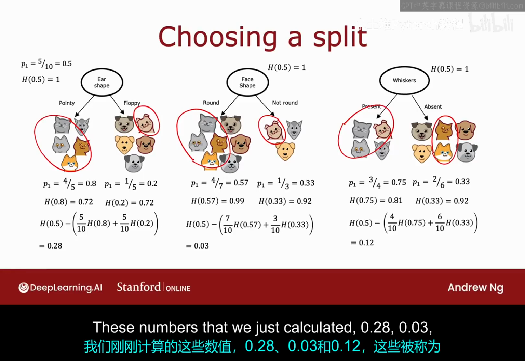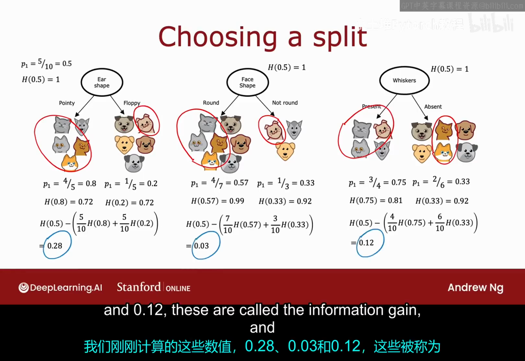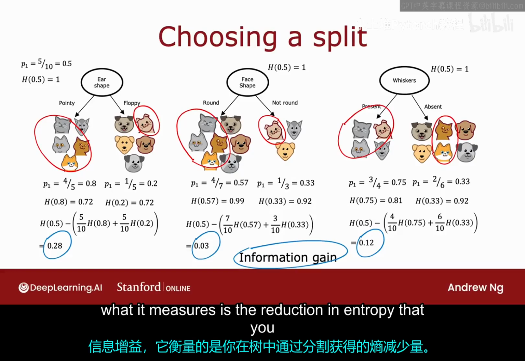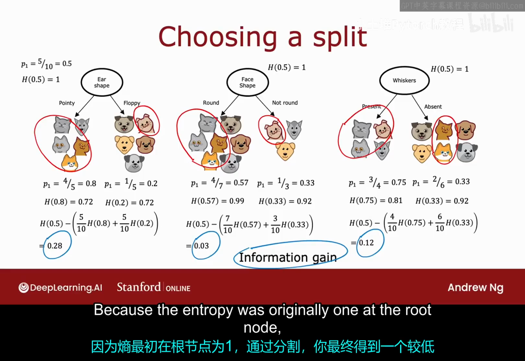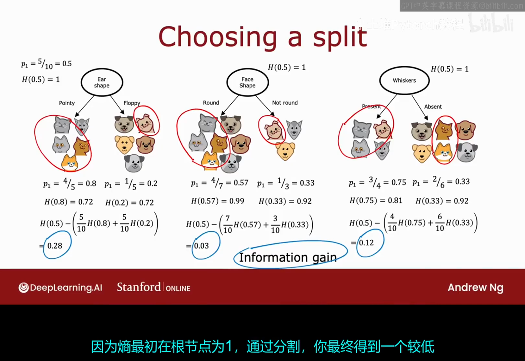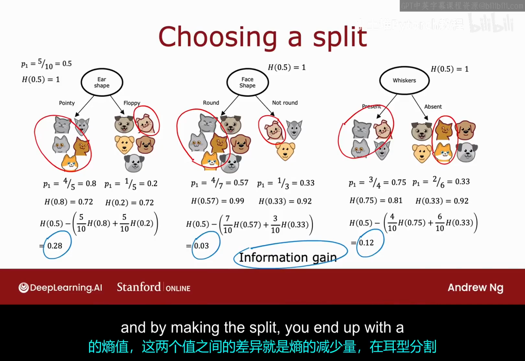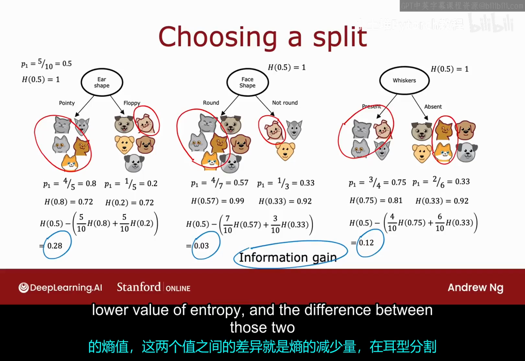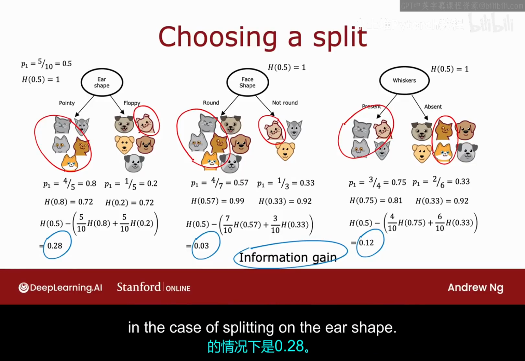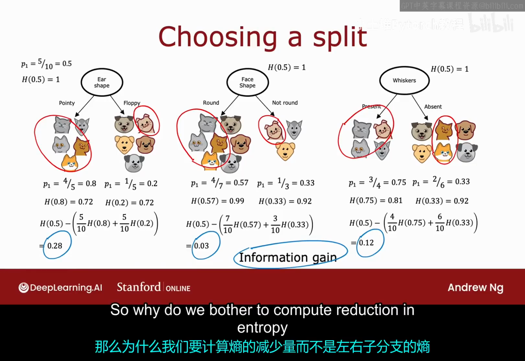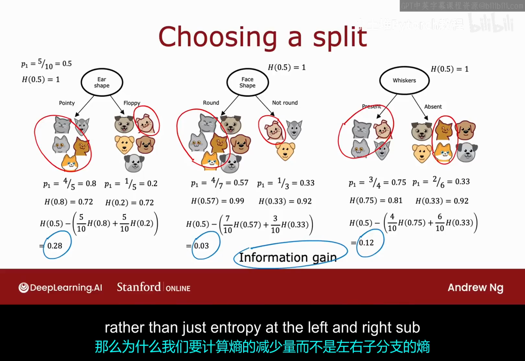These numbers that we just calculated, 0.28, 0.03, and 0.12, these are called the information gain. And what it measures is the reduction in entropy that you get in your tree resulting from making a split. Because the entropy was originally 1 at the root node, and by making the split, you end up with a lower value of entropy. And the difference between those 2 values is the reduction in entropy, and that's 0.28 in the case of splitting on the ear shape.